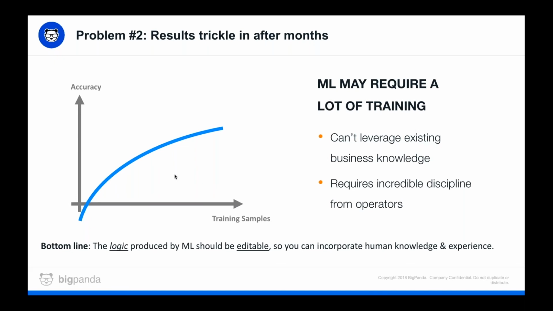So therefore, the way to get around that issue is to make sure that you pick a machine learning driven IT ops or AI ops tool that lets you edit the logic that the machine learning creates and also does not require months and months of training. So that's the second issue that we've seen others run into.